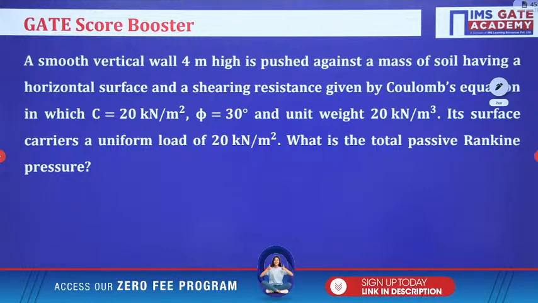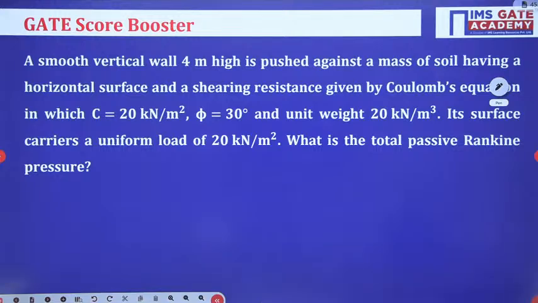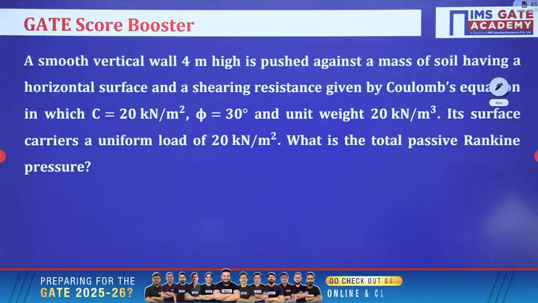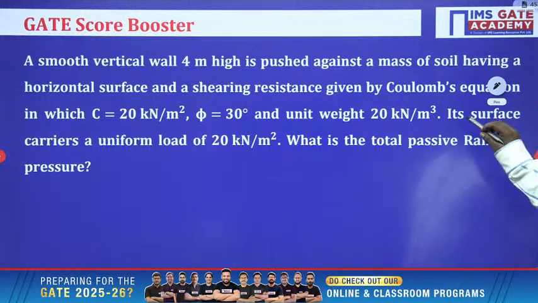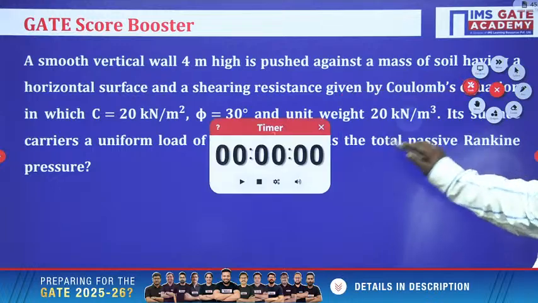A smooth vertical wall 4 meters high is pushed against a mass of soil having a horizontal surface and a shearing resistance given by Coulomb's equation, in which C is equal to 20 kilonewton per meter square and phi is equal to 30 degrees. Now I'll give you 2 minutes of time, students.